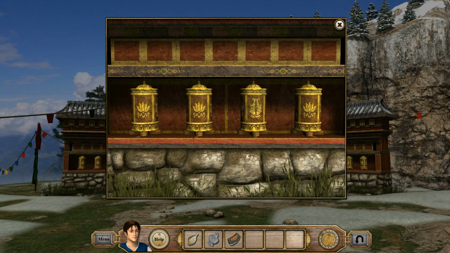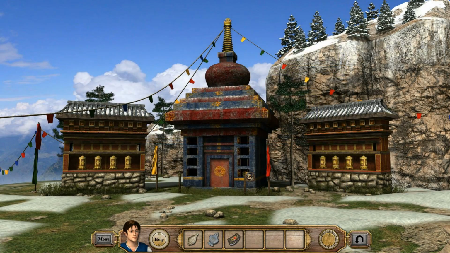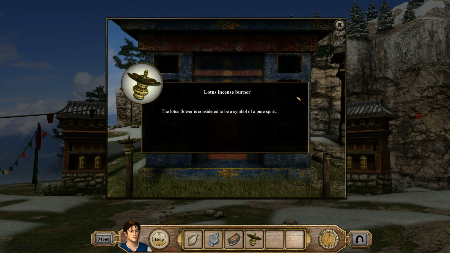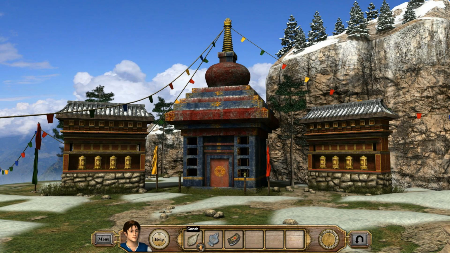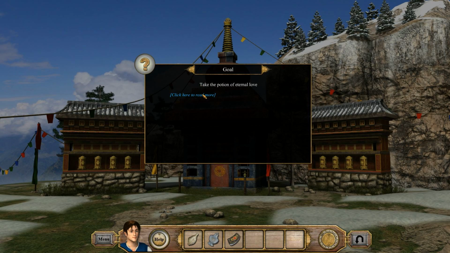The lotus symbol. Lotus flower is considered to be a symbol of a pure spirit. That's there. Right. I have the things. What do I do now?